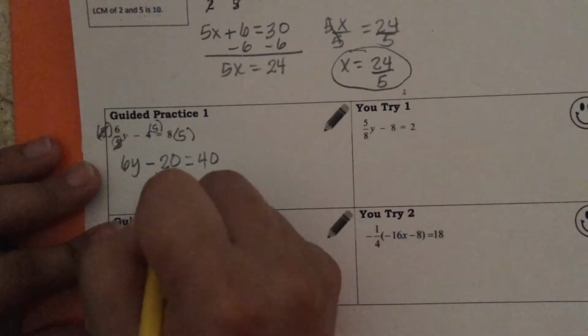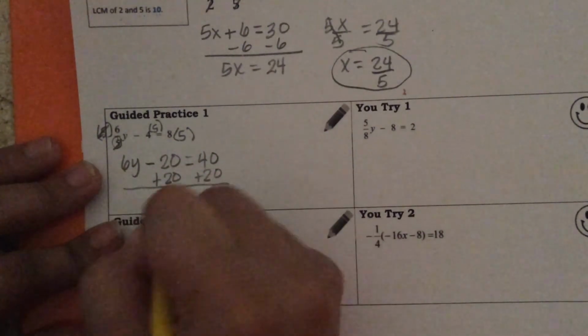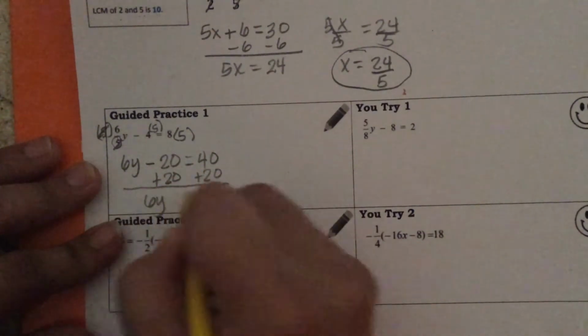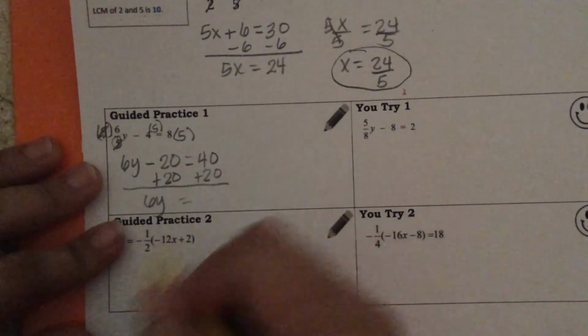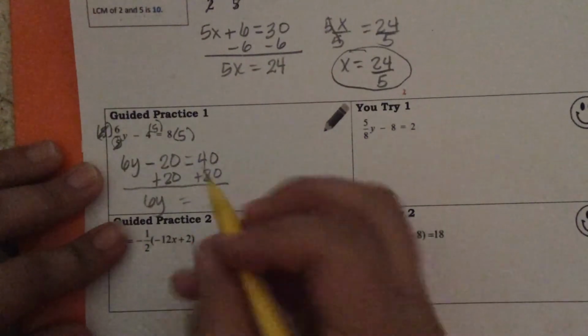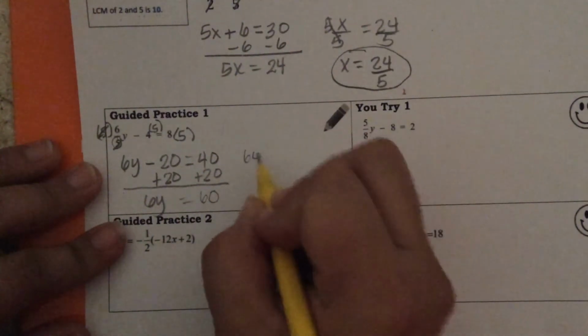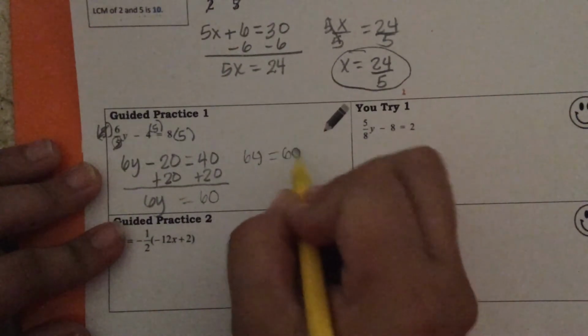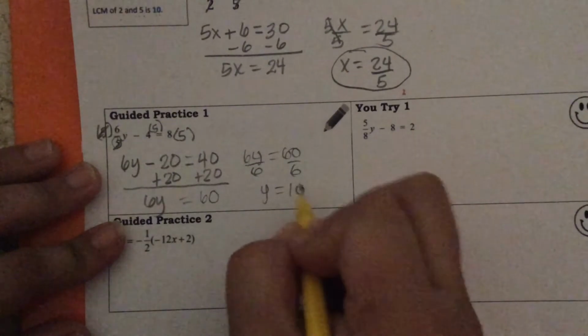We're going to add the 20 on both sides. This becomes a two-step equation that I know you know how to do. Bring down the 6y. 40 plus 20 is going to be 60. And so we're going to have 6y equals 60. Divide that by 6 on both sides. And so y is equal to 10.